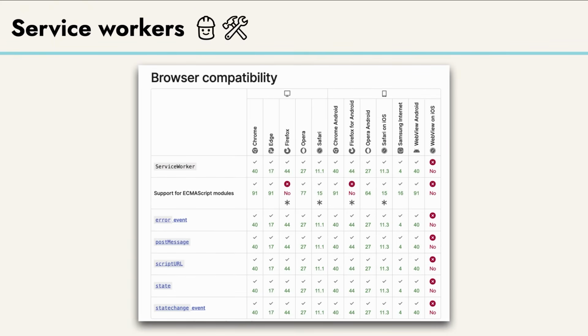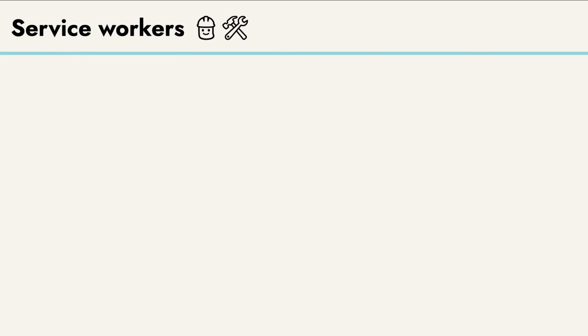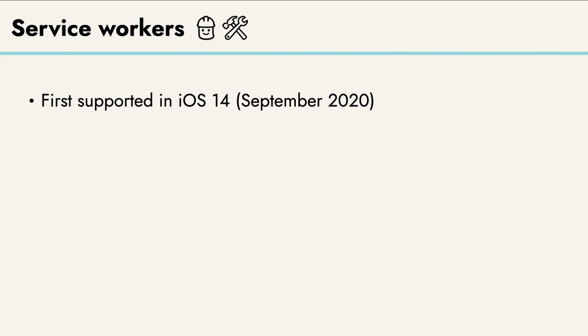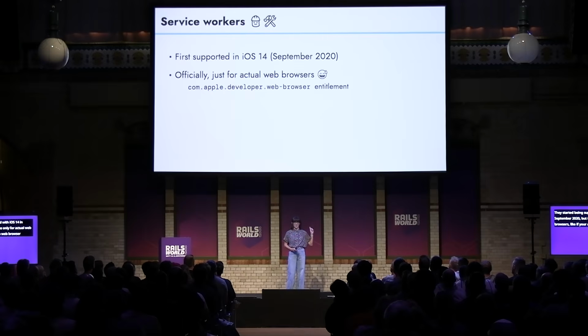So you may wonder, why didn't we use those when we built the mobile apps, the Hey apps? Well, unfortunately, these service workers weren't available in web views in iOS back at the time. They started being supported with iOS 14 in September 2020. But that was only for actual web browsers, like if your app is a web browser only, you could request this entitlement. And this is still the case.